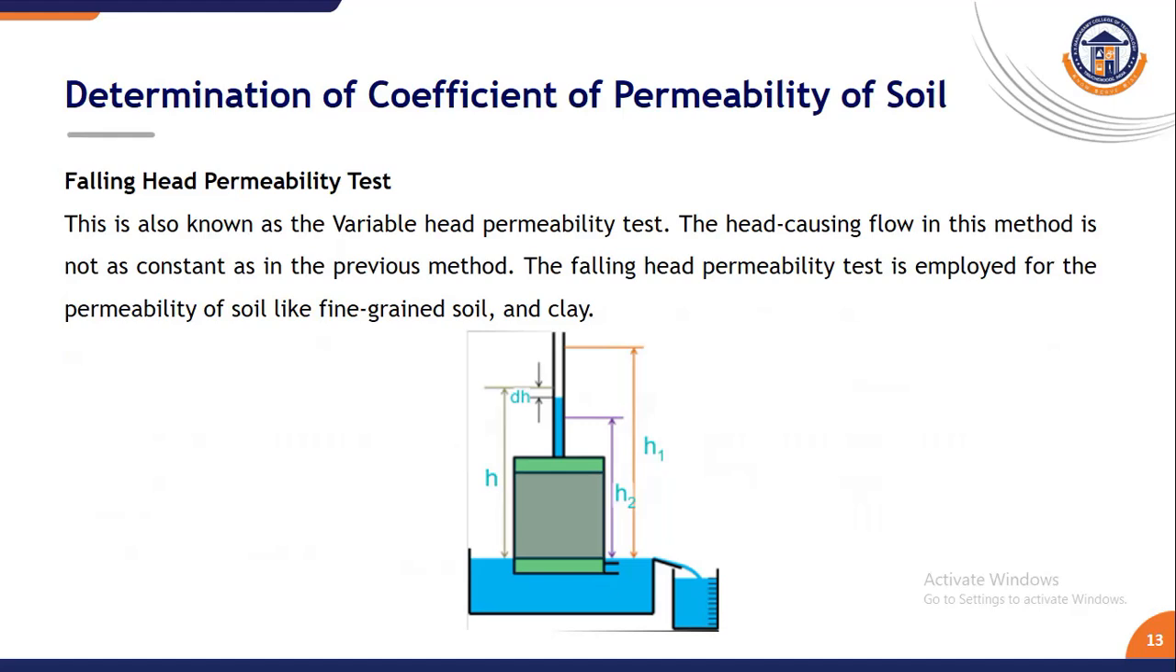The second one is the falling head method. The falling head test is used for fine grained soil. The water head decreases with time, and the permeability is calculated using a logarithmic calculation. Here we measure the H1 and H2 values. After that we get the falling head reading.